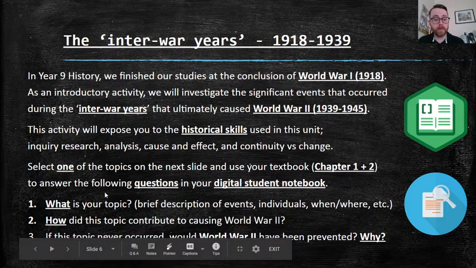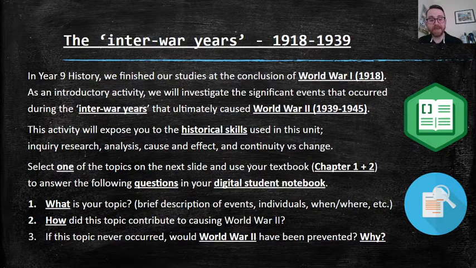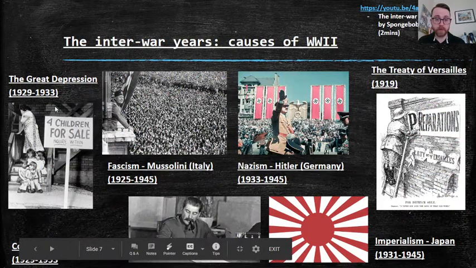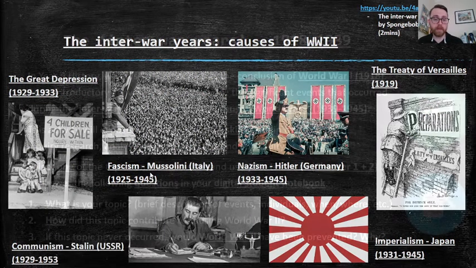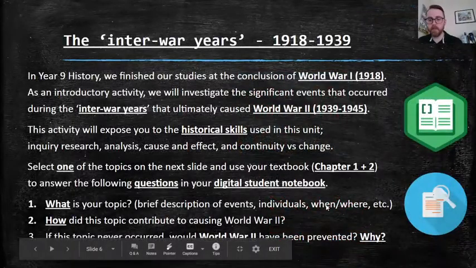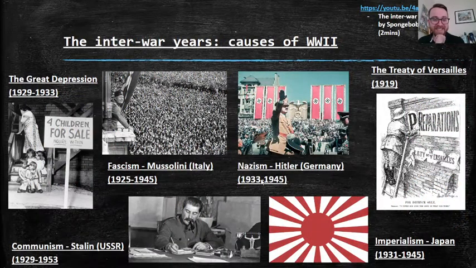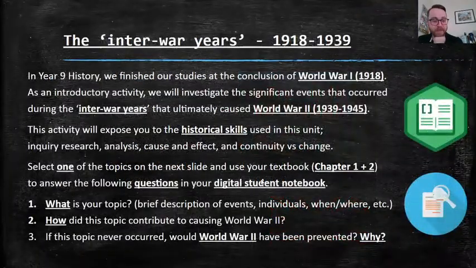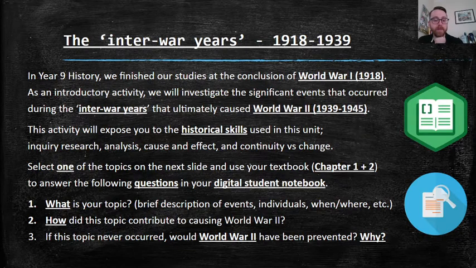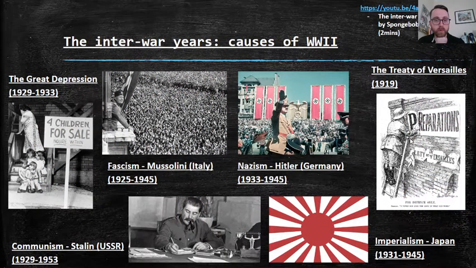So question number 1 is, what is your topic? So just a very brief description. I'm not expecting an essay in the first lesson of history. Very brief description, a couple of sentences telling me what was the Great Depression, or who was Mussolini, and what was fascism in Italy all about? When did it occur? Where did it occur? I shouldn't have written when there, because I actually attached the dates to the images. That's my bad. So I've given you part of the answer there. You're welcome. Question 2 is, how did this topic contribute to causing World War II? So how did the Treaty of Versailles lead to World War II happening 20 years later?